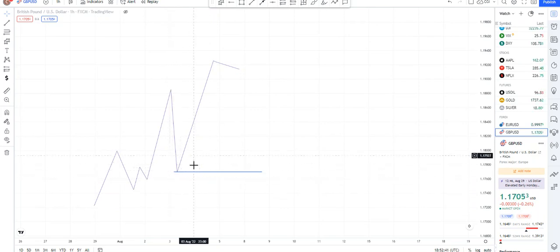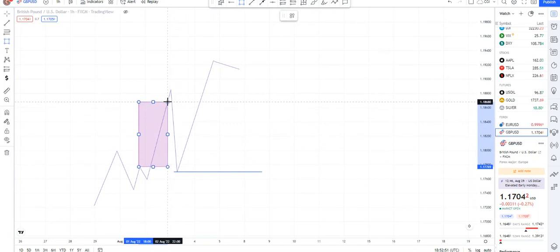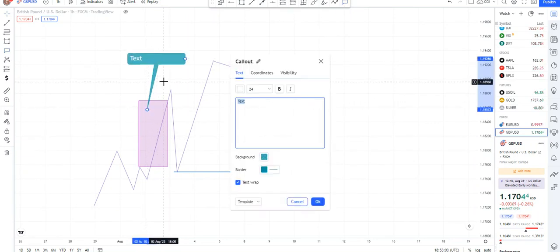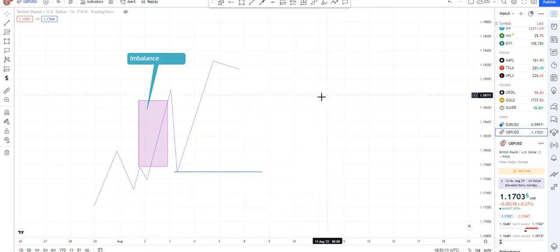So this place is another sponsored area because it comes down to close an imbalance. I'll just mark this place here as imbalance. Imbalance right there. Okay, so this place will be our intermediate low.